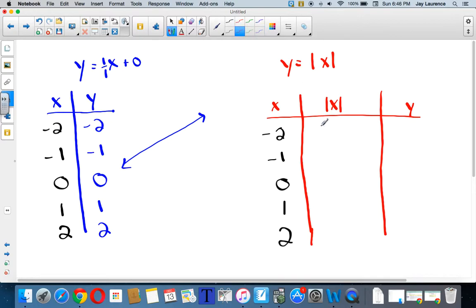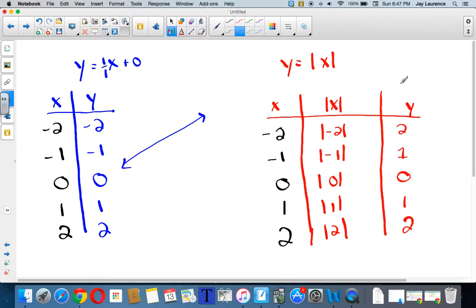Okay, coming over here, I have to take the absolute value of negative 2, the absolute value of negative 1, the absolute value of 0, the absolute value of 1, and the absolute value of 2. So the absolute value of negative 2 is 2. This is 1. This is 0. This is 1. And this is 2. Notice it looks the same for the positive and 0, right? When x was positive or 0, we get the same results. But when x was negative, we got the positive results again.